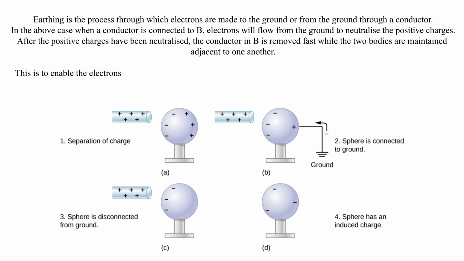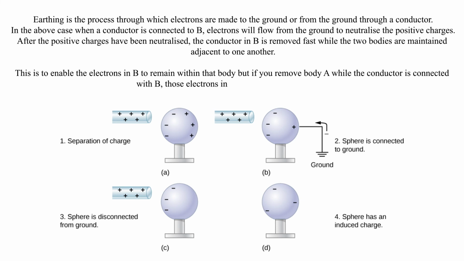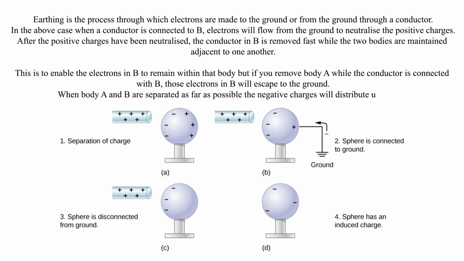This is to enable the electrons in B to remain within that body, but if you remove body A while the conductor is connected to B, those electrons in B will escape to the ground. When bodies A and B are separated as far as possible, the negative charges will distribute uniformly.